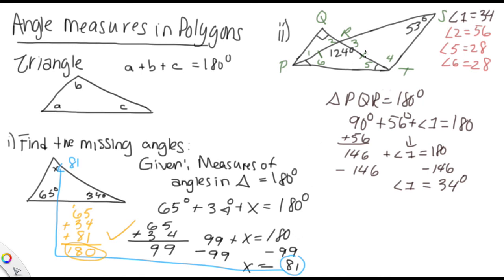Now here, for angle 3, this is also a straight angle, PRS. We know that angle PRS equals 180. So since we have 124 here, angle 3 has to be the supplementary angle to 124. But we also know that angle 2 is a supplementary angle to 124. Therefore, angle 2 equals angle 3, which equals 56.